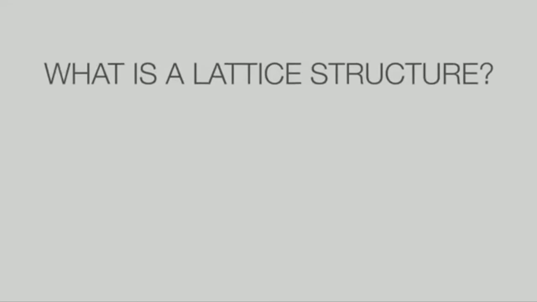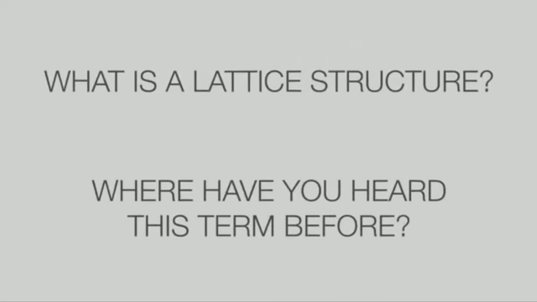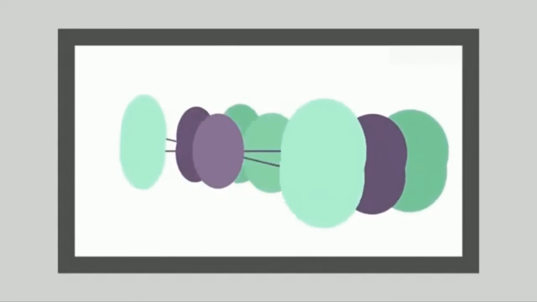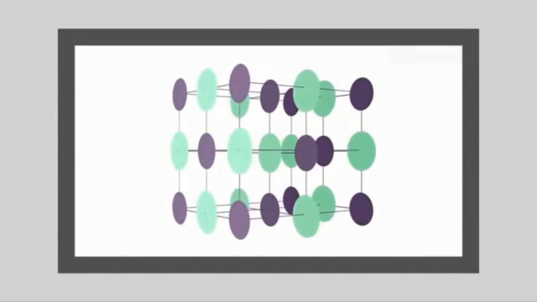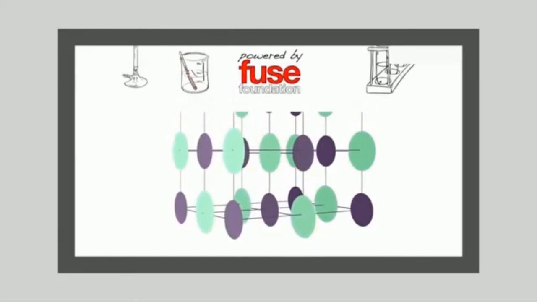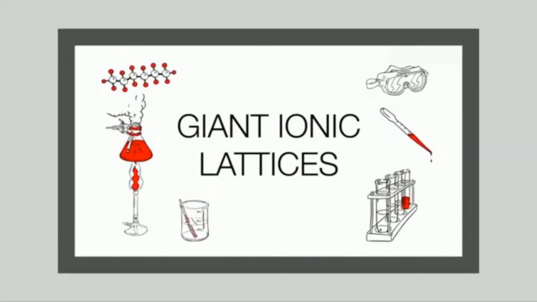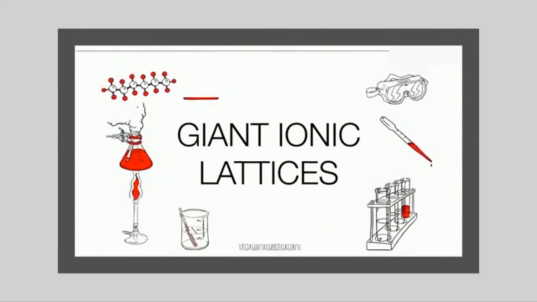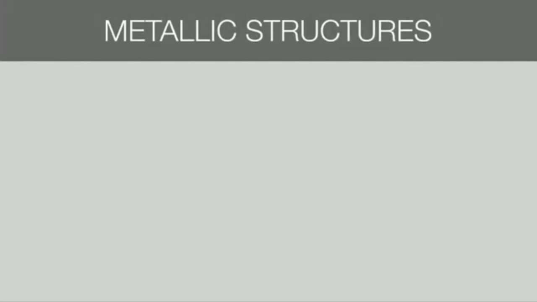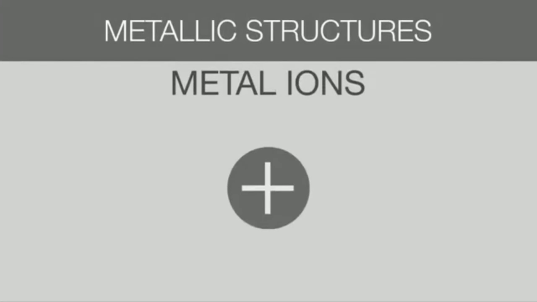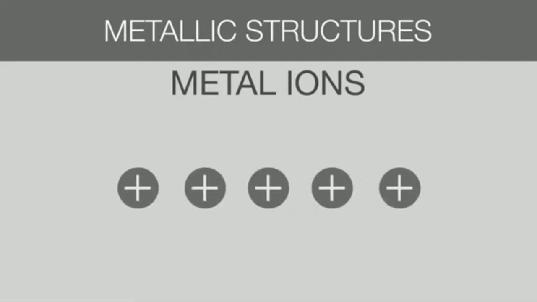What is a lattice structure, and where have you heard this term before? The term lattice structure means that there is a regular repeating pattern. We have heard this term before when discussing ionic lattices. It is used to describe the alternating positions of the metal and non-metal ions. In metallic structures, however, there are only metal ions. These metal ions are arranged side by side in a regular repeating pattern.